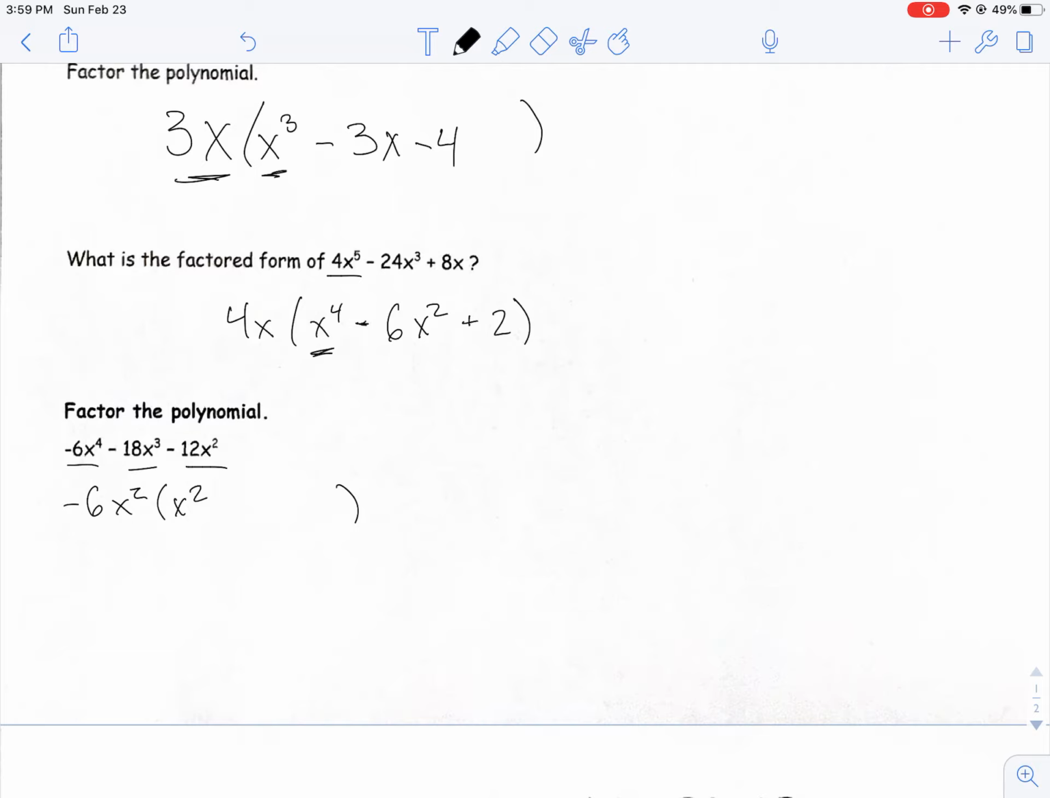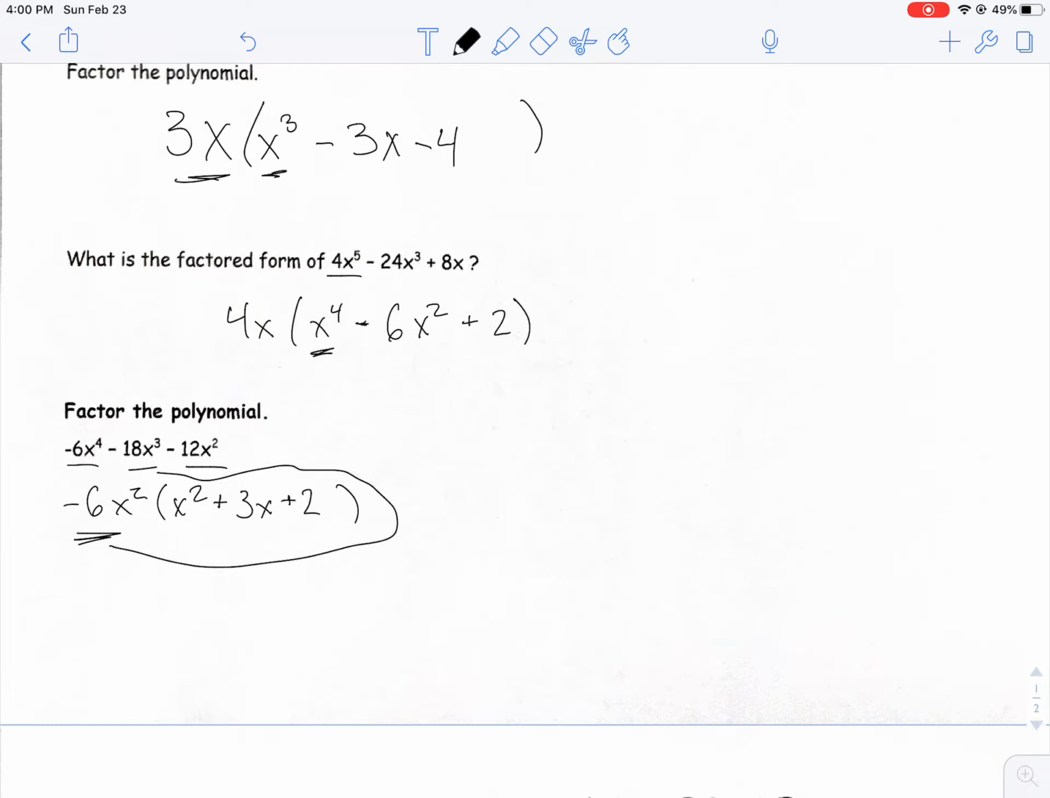On the next one, if I pull a negative 6 out of negative 18, this is actually going to become a plus because I pulled out the negative with the negative 6 in front here. So if we pull out a negative 6 out of negative 18, we'll be left with a positive 3. And I pulled out 2 of the x's, so there's only 1 left. And then the last step here, if I pull a negative 6 out of negative 12, that becomes a positive as well. And we're left with a positive 2, and the x's are gone because we pulled out x squared and there was only x squared in the problem to begin with. So that's the answer for that one.